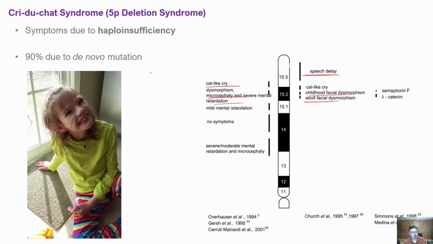And so what you'll notice also, symptoms are due to the haploinsufficiency, and the vast majority of these do not have some type of hereditary component, where we see that most of these are due to de novo mutation. So this is the first individual in that family history to occur with that syndrome.